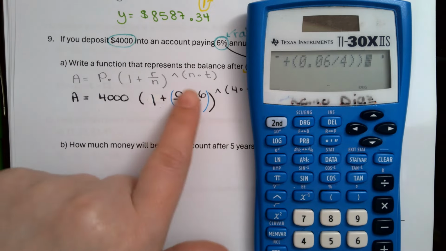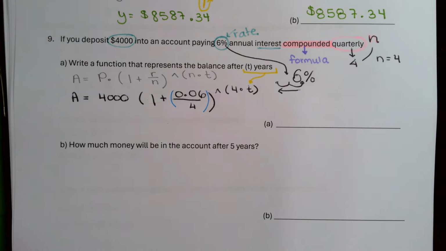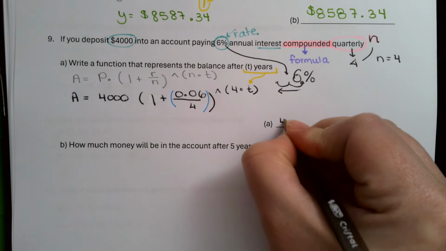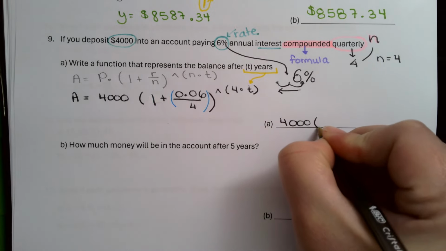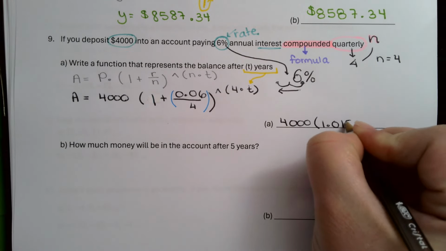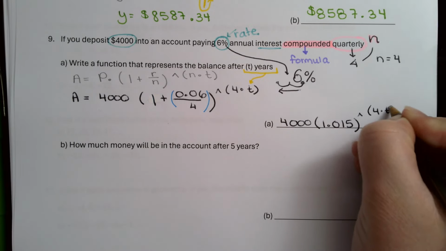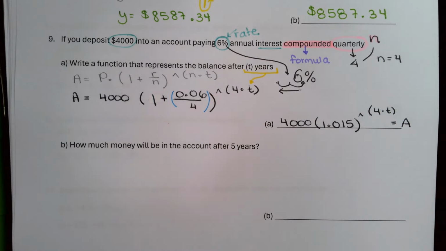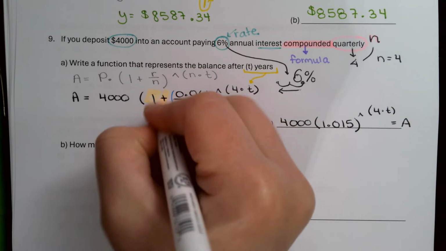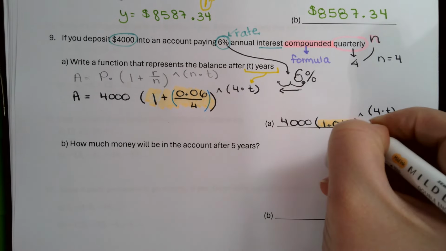All we're doing is fixing the stuff inside the parentheses. So we have, again, a growth function: 4,000 open 1.015 caret 4 times t. And I just moved A to the other side just because I ran out of space on the other. So again, I want to be very clear. This right here was calculated to this right here.